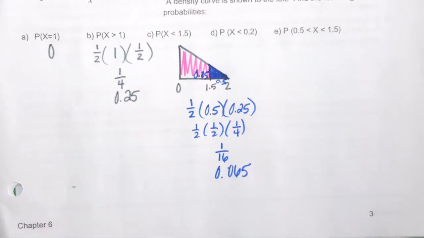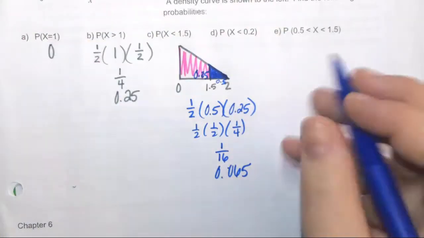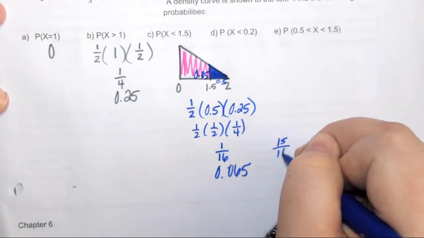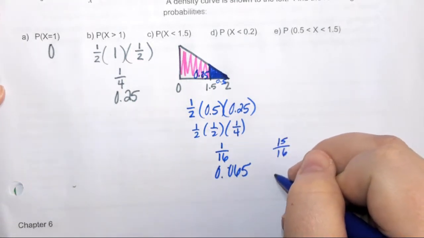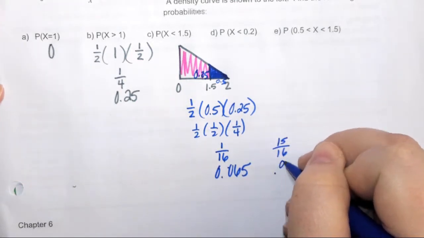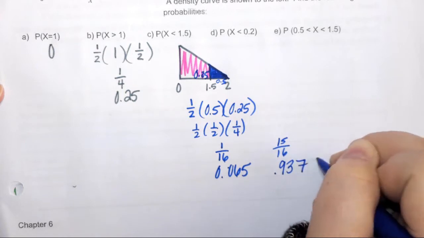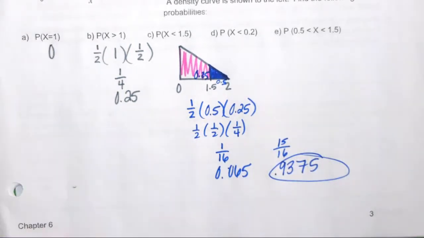We didn't subtract. We have to do 1 minus. So really the answer was 15/16, or 0.9375, is the real answer for the pink. Again, we found the blue. We didn't want the blue, we wanted the pink. So 1 minus the blue gave us the pink.